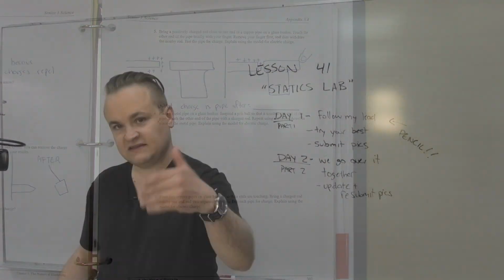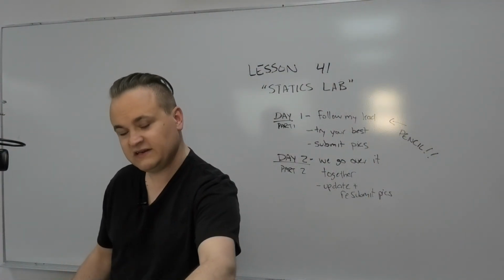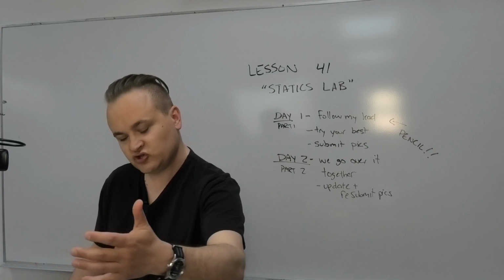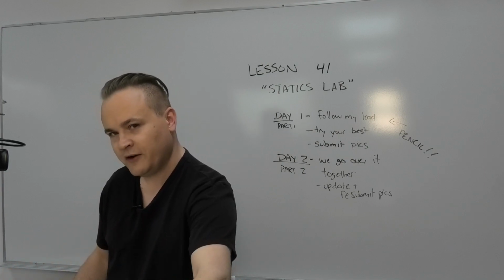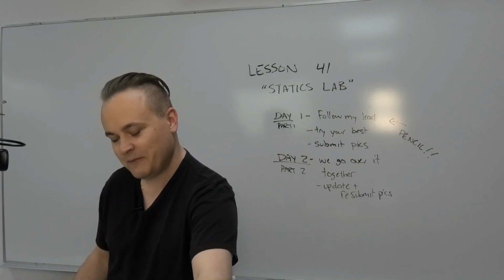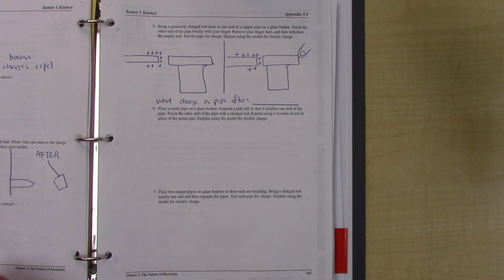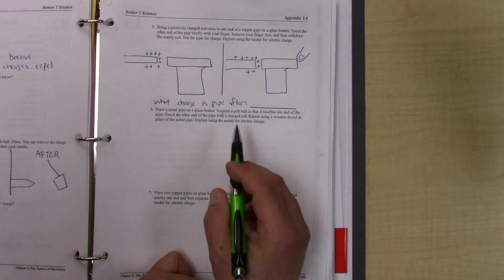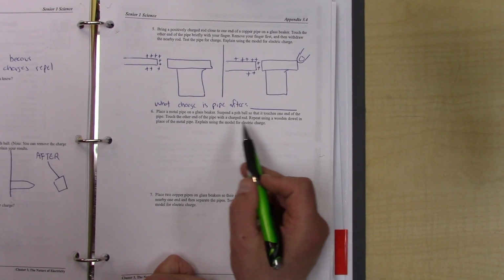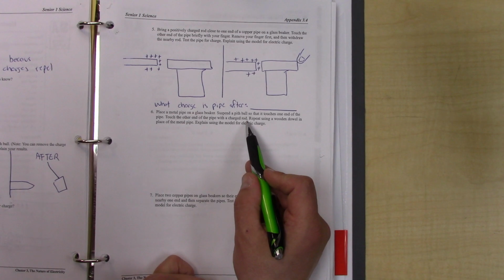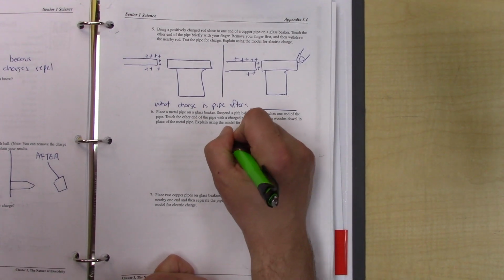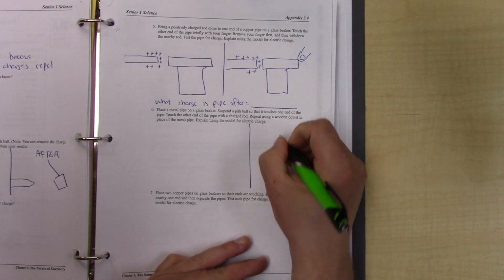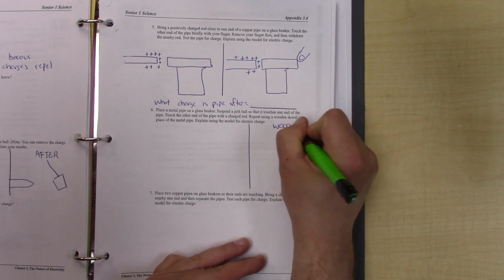Number 6. So you can see this is a little more tricky now, but we're going to do these tomorrow. Today I want you to think about them, draw them, show where the electrons are moving. You had a hard day yesterday, so I'm kind of breaking this one up into 2. All right, so place a metal pipe on a glass beaker. Okay. Suspend a pith ball so that it touches the end of the pipe. Touch the other end of the pipe with a rod. Okay. So, and then repeat it with a wood dowel.